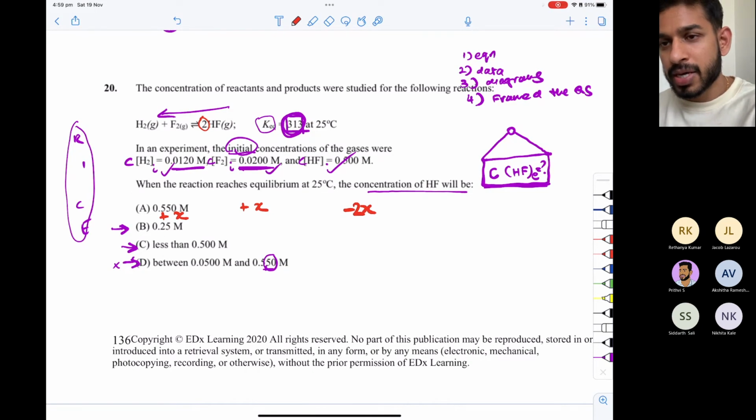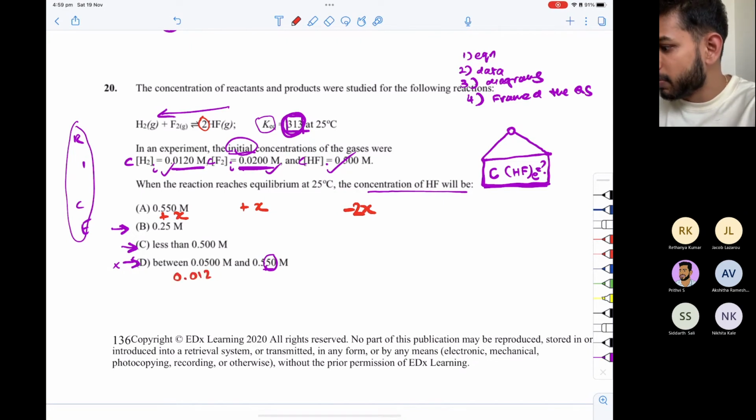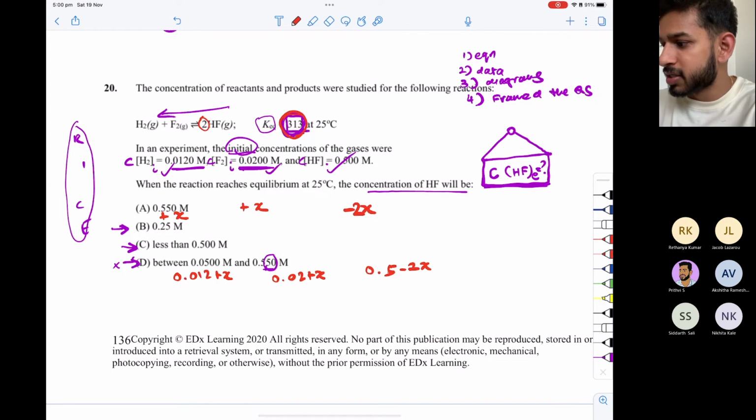So now we know the equilibrium concentrations for all the gases. For H2, it's going to be 0.012 plus X. For F2, it's going to be 0.02 plus X. For HF, it's going to be 0.5 minus 2X. And we know that the product has to be equal to 313.